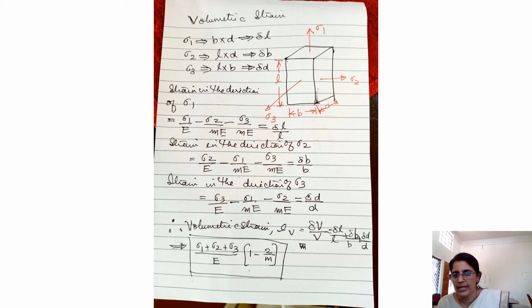Now we already know that volumetric strain e_v is equal to delta V by V, which is the sum of the strains of all the 3 dimensions since it is a rectangular bar. So it is delta L by L plus delta B by B plus delta D by D.